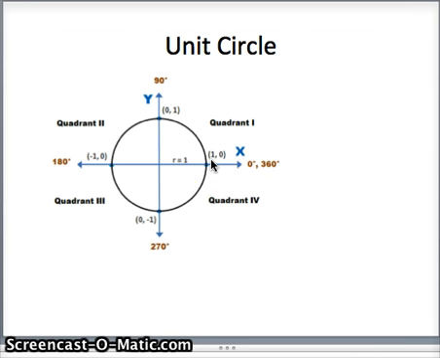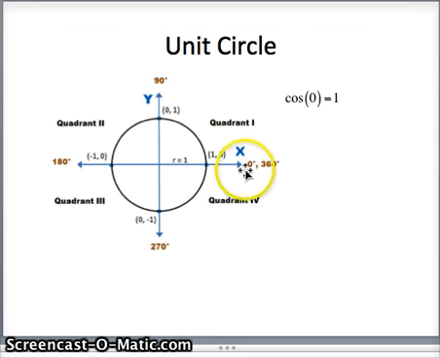In trig, we prefer to use radians, so 0 degrees is 0 radians, 90 degrees is pi over 2 radians, 180 degrees is pi radians, 270 degrees is 3 pi over 2 radians, 360 degrees is 2 pi radians.